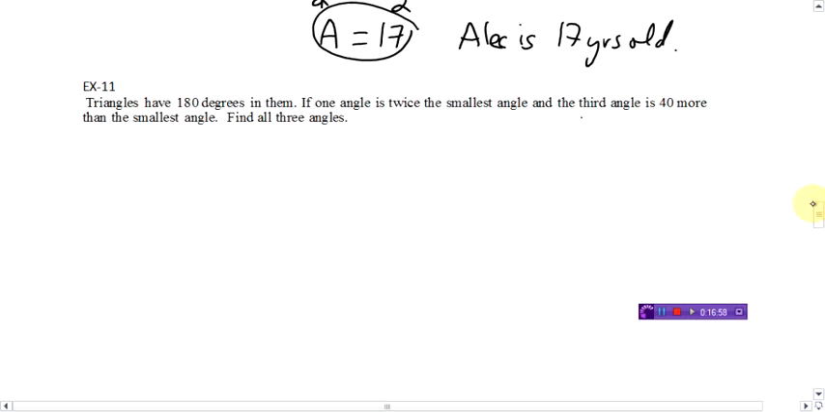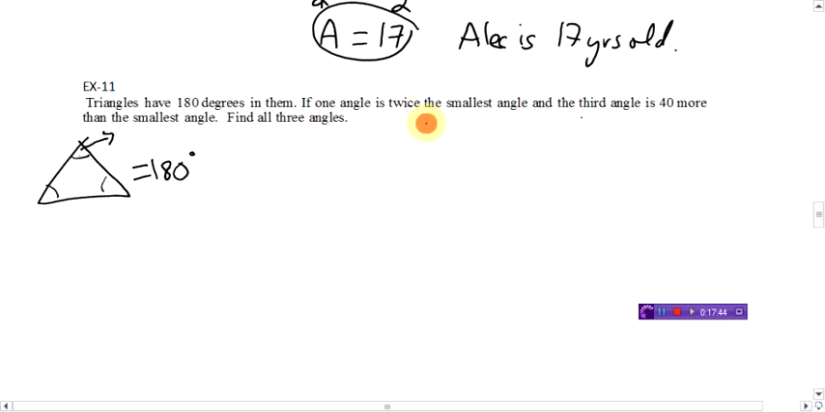Okay, now these are some juicy questions. Triangles have 180 degrees in them, and we'll learn this a little later on, like a typical triangle. If you add up all the angles in the triangle, that one angle, that angle, that angle, it should all add to 180 degrees. That's what it's saying. Okay, now listen carefully. If one angle is twice the smallest angle, so one of the angles, let's say this one here, we don't know, is 2 times, twice means 2 times, the smallest angle. And the third angle is 40 more than the smallest angle. Find all 3 angles.